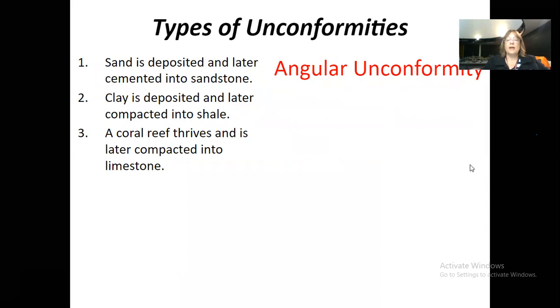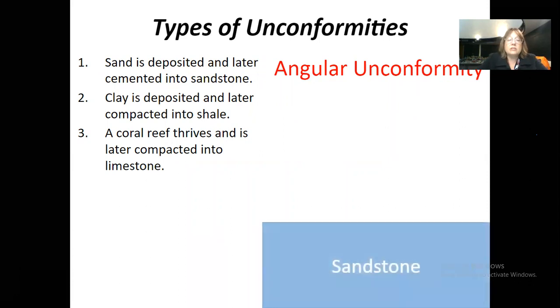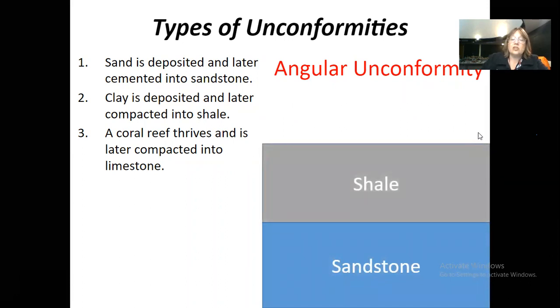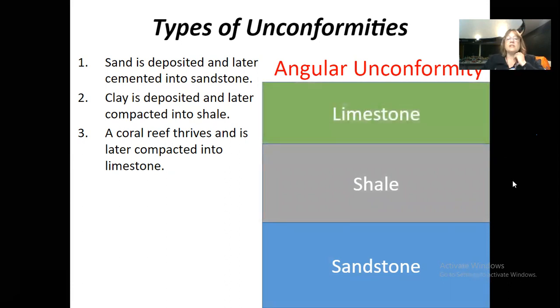All right, so here's my animation of an angular unconformity. This is in two stages. First, sand is deposited and later cemented into sandstone. Next, clay is deposited and later compacted into shale. And then a coral reef thrives and is later compacted into limestone. Notice how all the rock layers are flat and horizontal at this point.